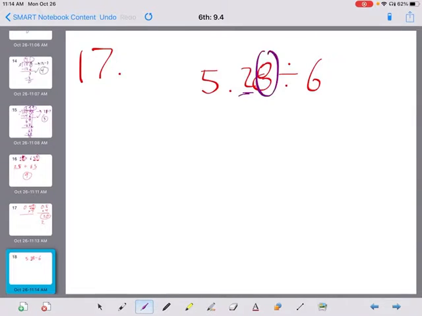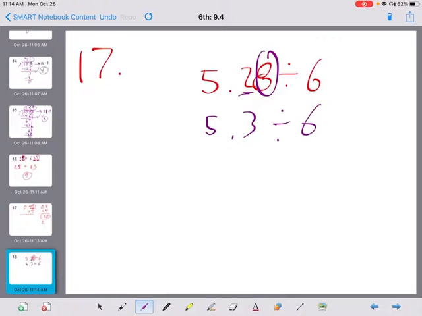So I look at the 8. Am I rounding up or down? That's right, I'm rounding up. So this turns into 5.3 divided by 6. Ooh, 5.3 divided by 6. Do I know exactly what that is? No. Well, if you look in the book, page 73, it actually gives you a clue there.